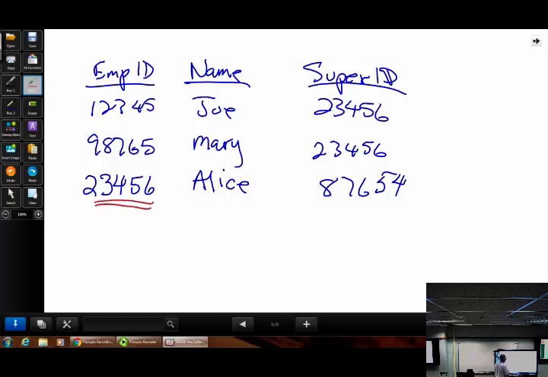Alice's employee ID is 2, 3, 4, 5, 6, which is also her ID in the capacity of supervisor. That's her supervisor's ID. So Joe and Mary both report to this supervisor ID, which happens to be Alice. Does that make sense? Whoever this person is isn't on the list yet, but everybody's got a supervisor, and this shows that Alice has 2 people that work for her, and each one of these people has 1 supervisor.